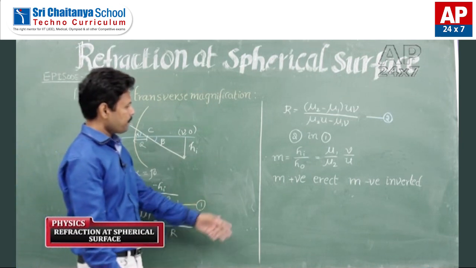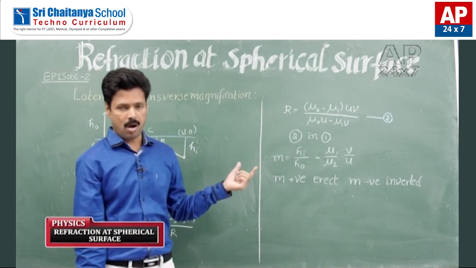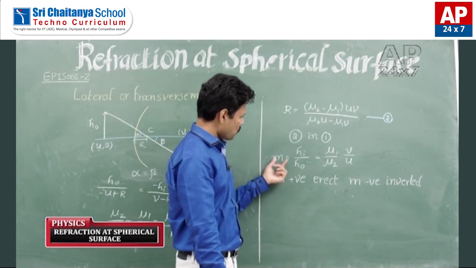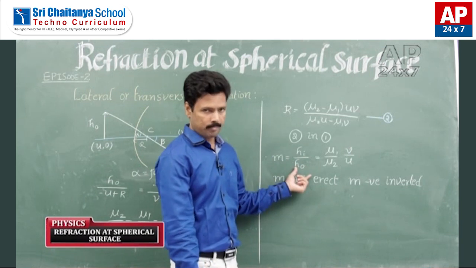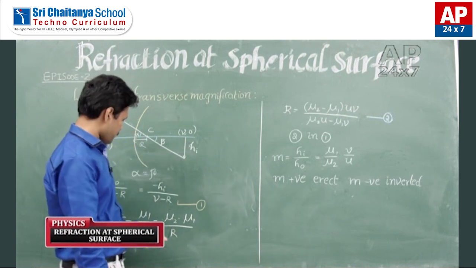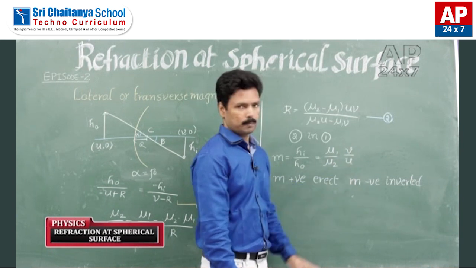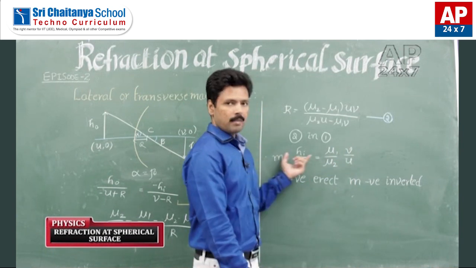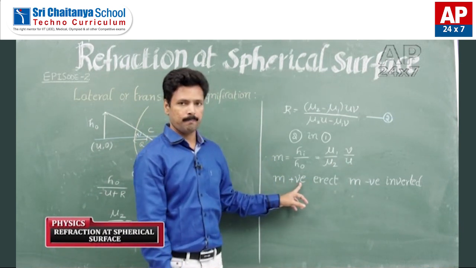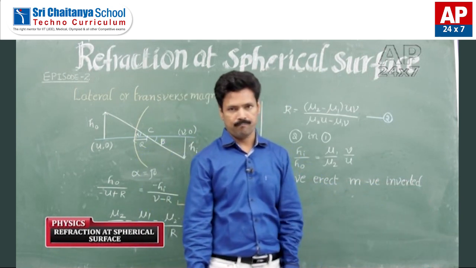Then we are going to get the magnification, which is transverse magnification or lateral magnification. Both are the same. Magnification is equal to height of image by height of object, and after substituting equation 2 in equation 1, we get mu1 by mu2 into v by u. So this is the expression for magnification. Now when m is positive, it is erect. When m is negative, it is inverted.